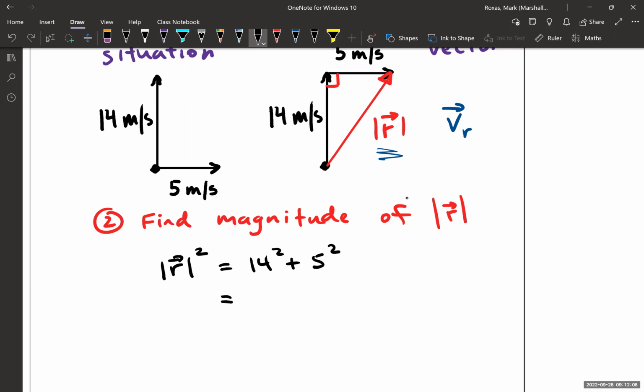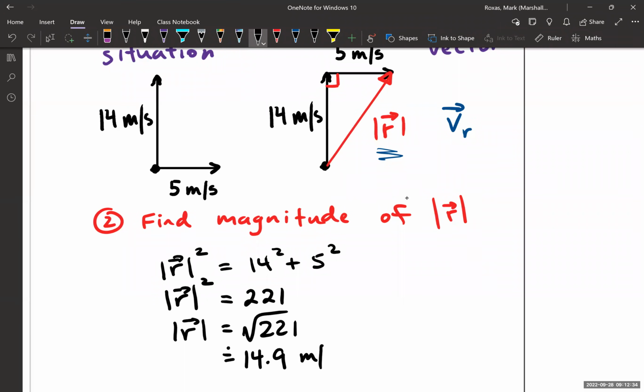14 squared plus 5 squared is 221. Remember that's the resultant squared, the hypotenuse squared. If I want just the resultant's magnitude, I have to take the square root of 221. And that's going to be 14.9 meters per second. I'm going to round it to one decimal place, which is fine for this example.